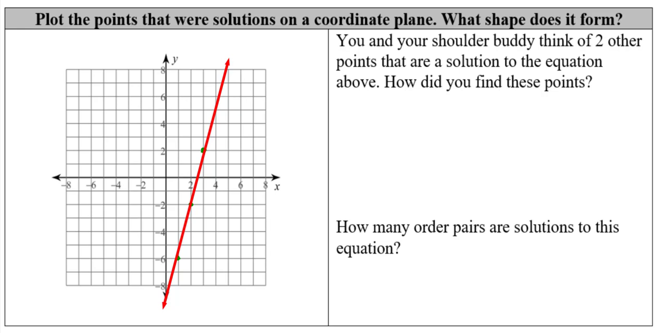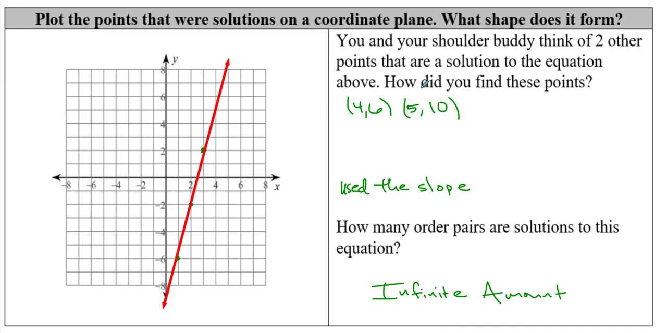Okay, so here to the right, it wants you and a buddy to think of 2 other points. If you're watching this at home, just think about it yourself. What would be 2 other ordered pairs that would be a solution to this equation? Go ahead and pause the video here, come back. I'm going to tell you how I found them. All right, welcome back. So I got these 2 points, 4 and 6.